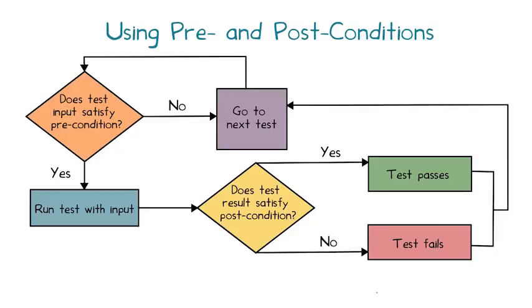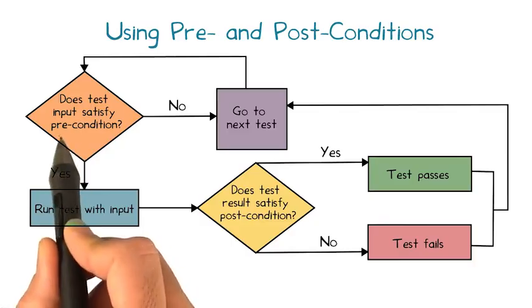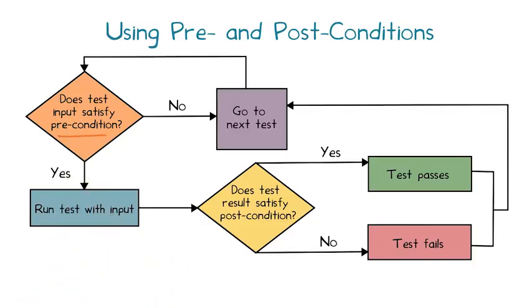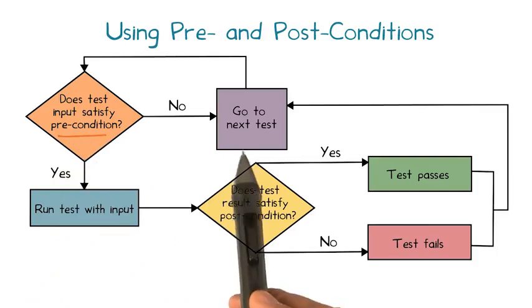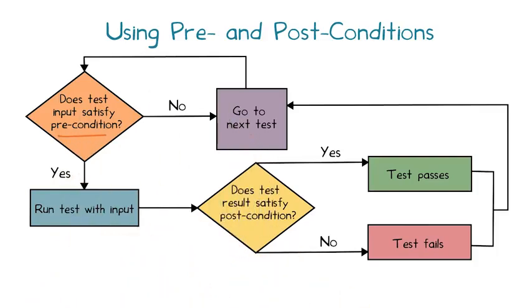The process of using pre and post conditions in testing is straightforward. To perform a test, we first check that the test input satisfies the precondition. If it does not, then we skip the test and go to the next one. If it does, then we run the test with that input, and then check that the output of the test satisfies the post condition.